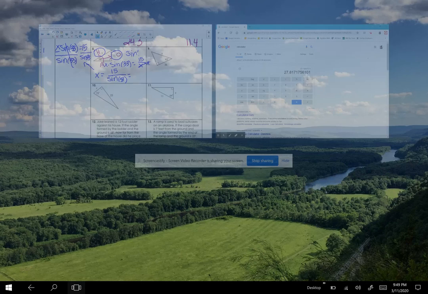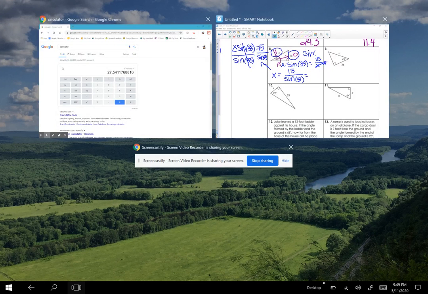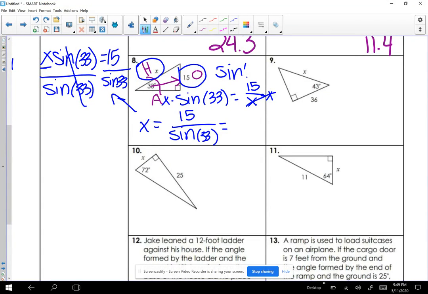And then we have to plug this into our calculator. So I am just going to do 15 divided by the sine of 33, and I get 27.5. That's my answer here.